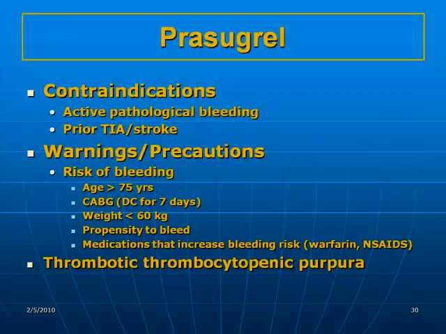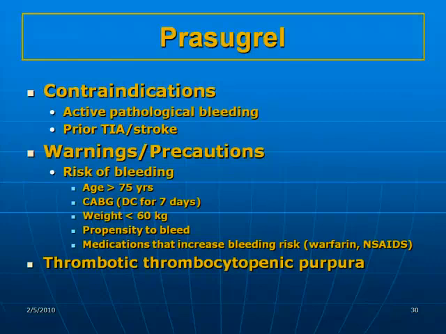The problem with prasugrel is an increased risk of bleeding. Contraindications are active pathological bleeding, prior TIA or stroke. If you've ever had a stroke or TIA at any time in the past, those patients cannot receive prasugrel. They're contraindicated because in the trial they had a significant increased risk of stroke if they had the prior history.